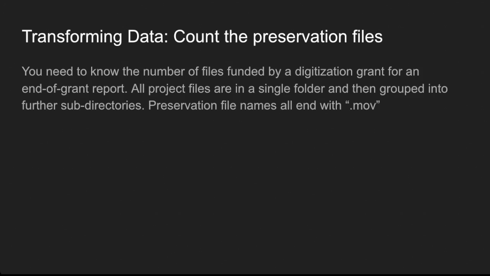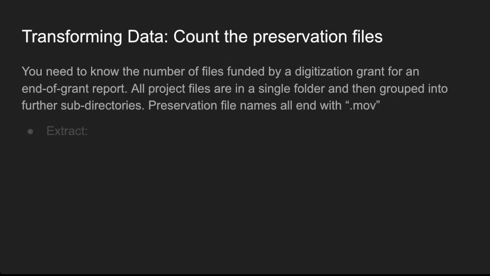Now, we'll say that all of the files from the project are in a single group of folders, grouped into subdirectories, and all the preservation files end with .mov. And you know that if a file has .mov at the end of its name, it is a preservation file. That was not used for any other kind of file. So how do we do this?